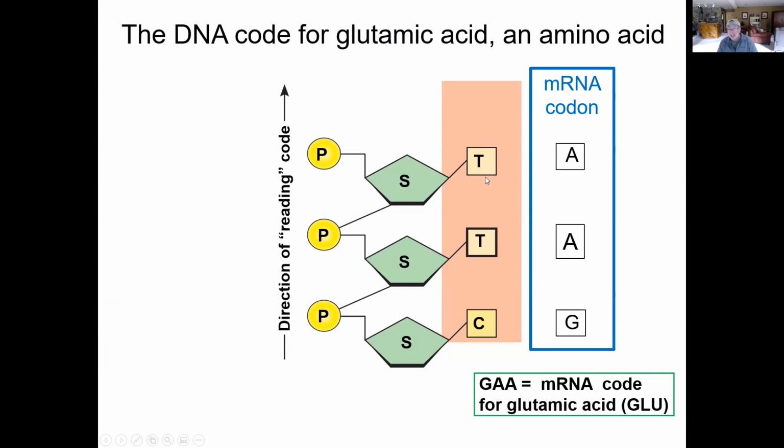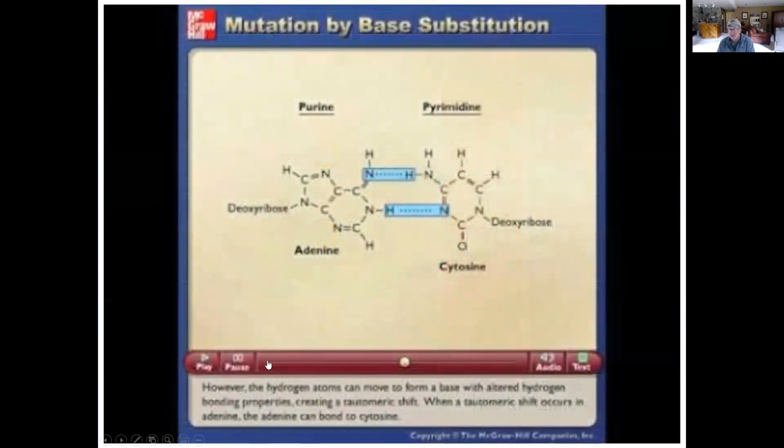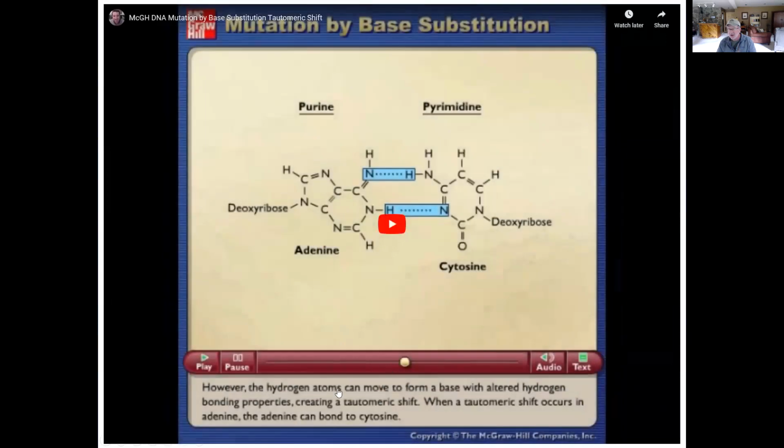So if we have CTT on DNA, opposite it, we'd expect to see GAA as the messenger RNA codon created following transcription. If you look up GAA in the table on page 143, you'll find that it represents the amino acid glutamic acid, or GLU. Well, what happens if we change the DNA? What if we alter it? Okay, this next video is going to talk a little bit about that, and then we'll talk more about the process at the end. So let's watch this.